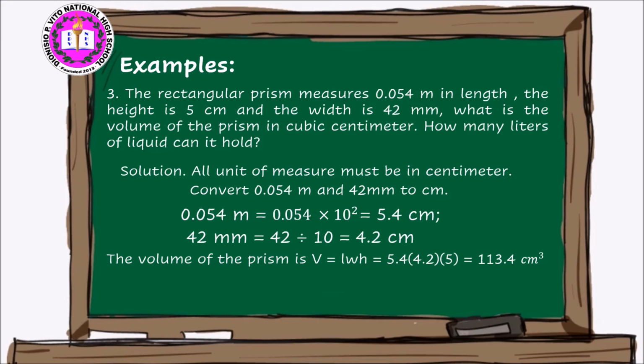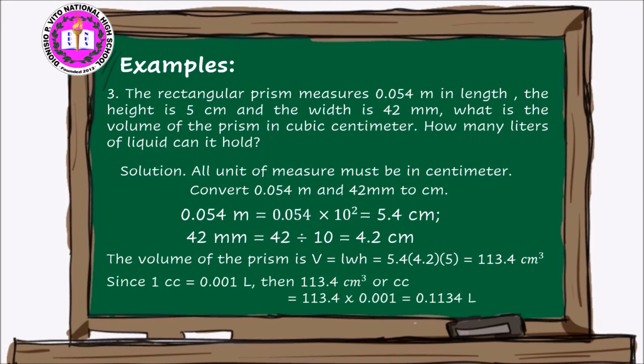That is equal to 113.4 cubic centimeter. Since 1 cubic centimeter is equal to 1/1,000 liter, then 113.4 cubic centimeter is equal to 113.4 divided by 1,000, which is equal to 0.1134 liter.